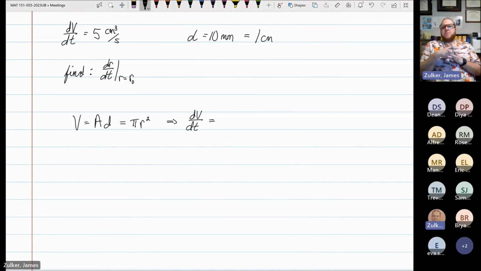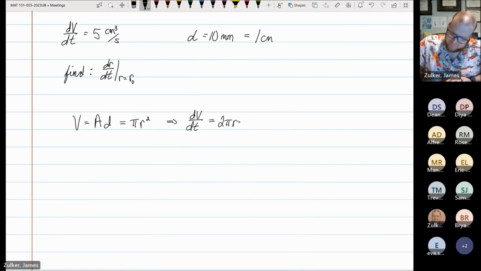We now differentiate this with respect to time. Right, pi is a constant, right? But r squared can change. So we differentiate r squared to 2r dr/dt. All right.